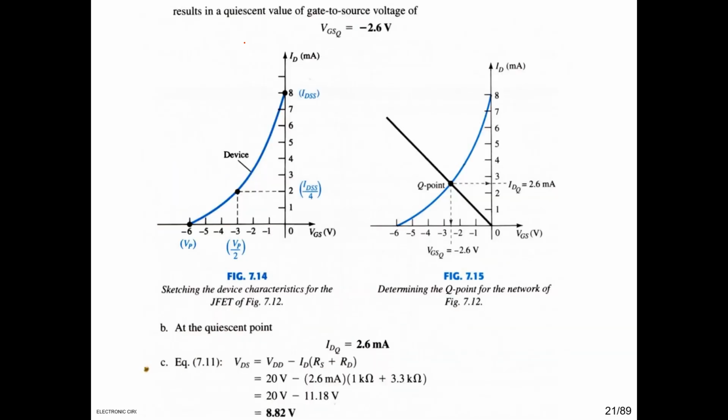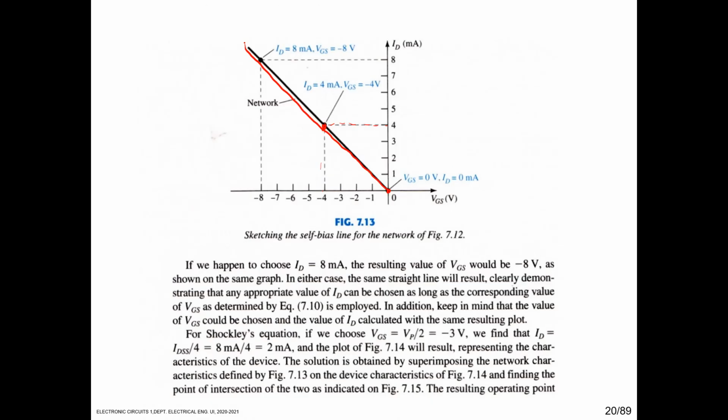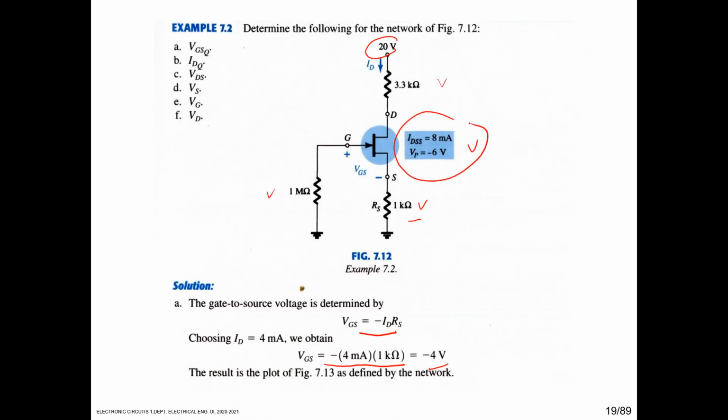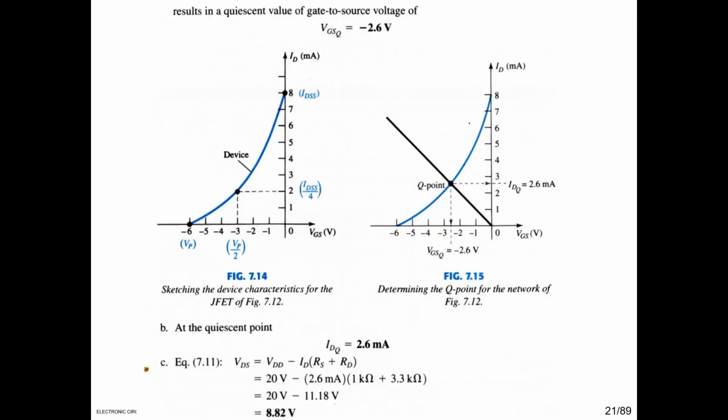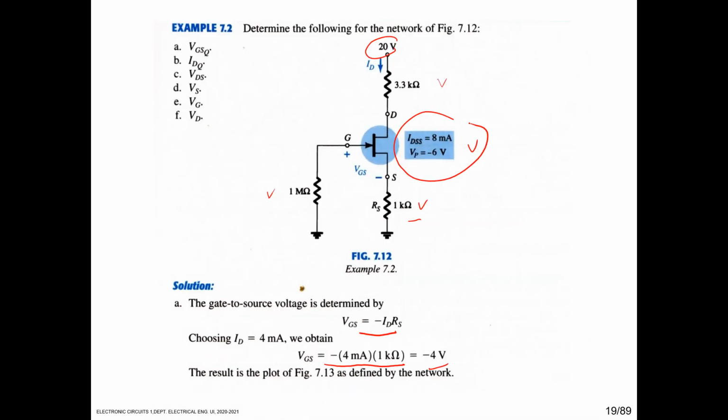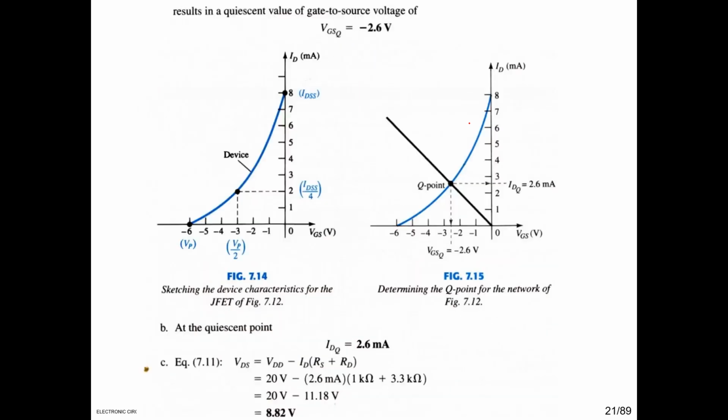Then we have to draw the device characteristic by using IDSS and VP like in the previous chapter. So we can draw the blue line like this one. And then for ID key, the intersection between the blue line and the black line is ID key. So ID key is 2.6 milliampere. And then question number 3, VDS is VDD minus ID (RS plus RD).